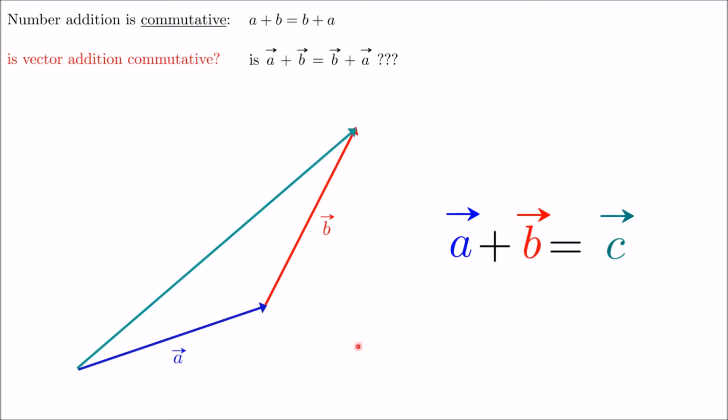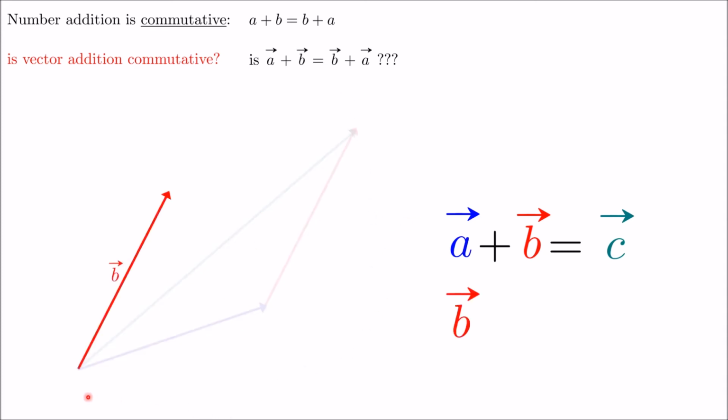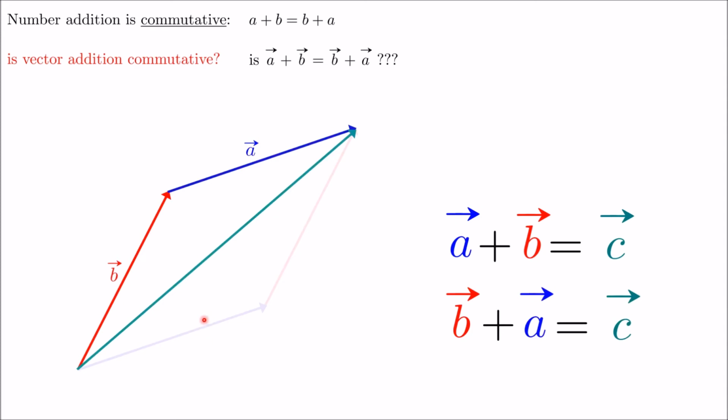Now let's do b plus a. So now we're going to start with b first, and we'll try to add to a, so we place a like this. And you can see visually we're going to end up with the exact same answer as before. So indeed, vector addition is commutative as well.